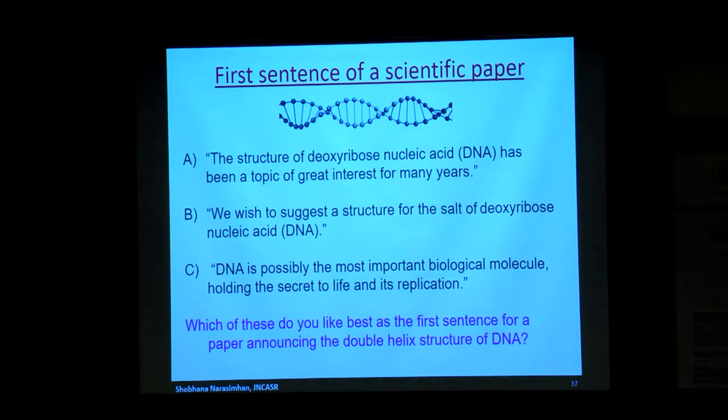Only Chandan. So there's always just one person who likes something. How many like B? And how many like C? Okay. So B is what Watson and Crick used. It is certainly a non-standard use. It's a slightly quirky usage. We wish to suggest is perhaps not very acceptable, but they got away with it, and that's what they did.